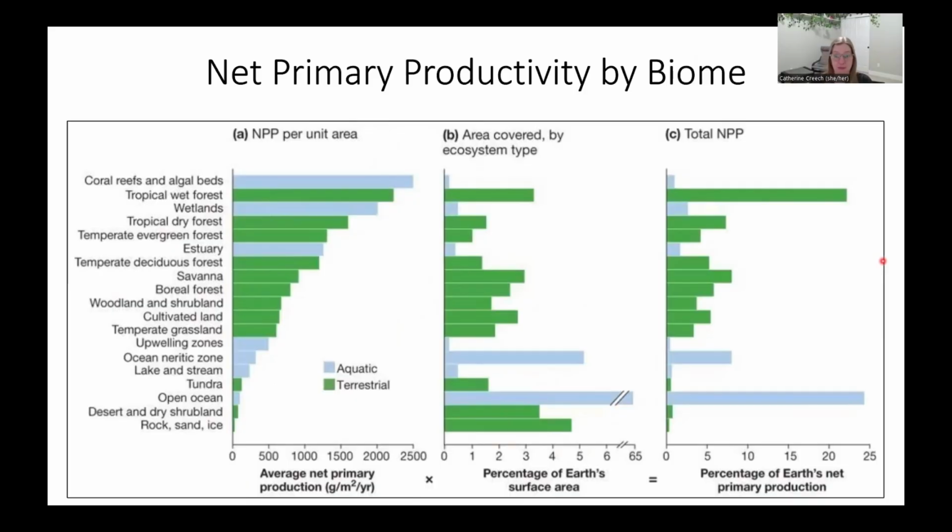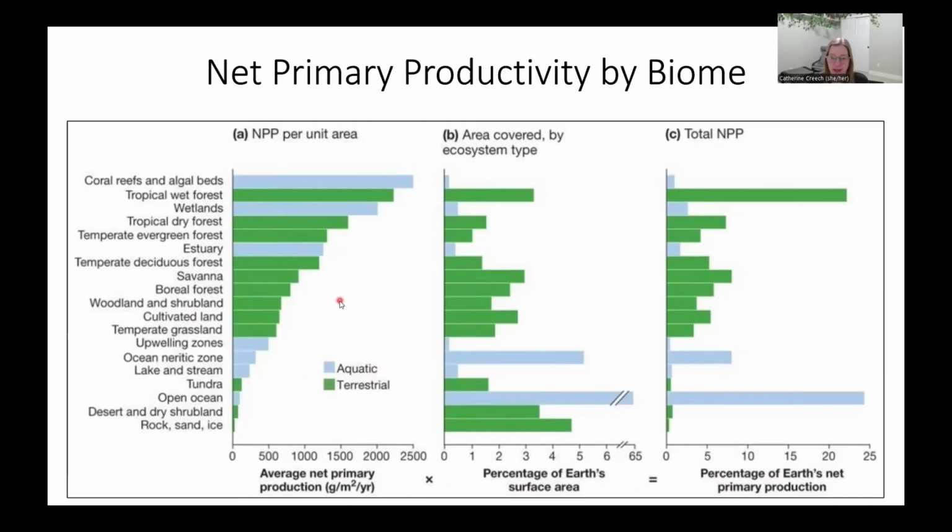We can look at it based on biome. So here we have a couple things happening. We have our different biomes along the side. We have NPP per unit area covered by the ecosystem type, and the total NPP. Down at the bottom, we have the scale bar for each graph, but we also have the average net PP times the percent of the Earth's surface equals the total. So that's how we got this graph here, is by multiplying these two together.